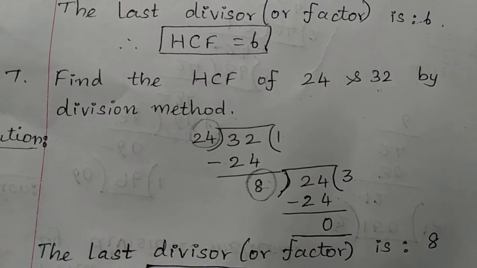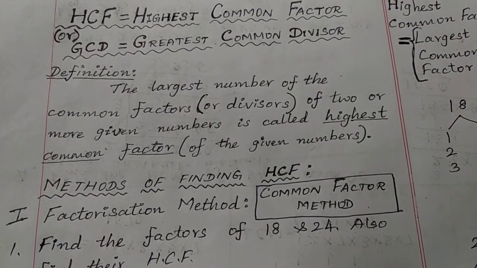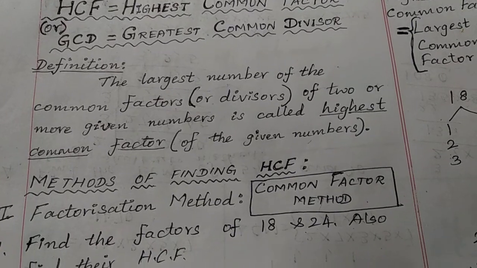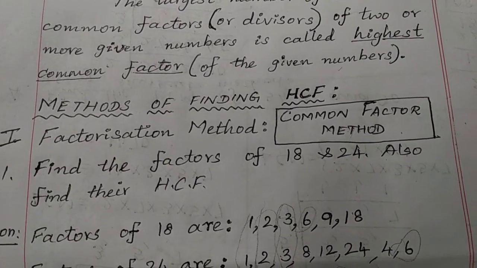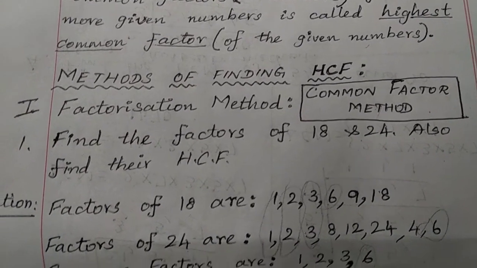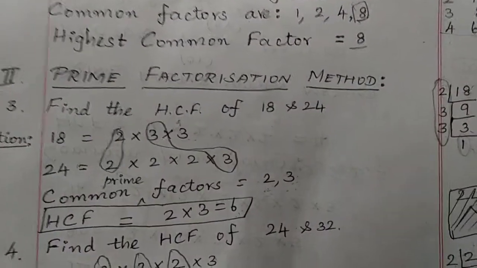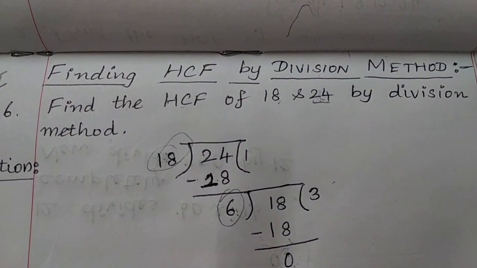In this video, we have seen highest common factor definition, methods of finding HCF. Number 1, factorization method, then prime factorization method and division method.